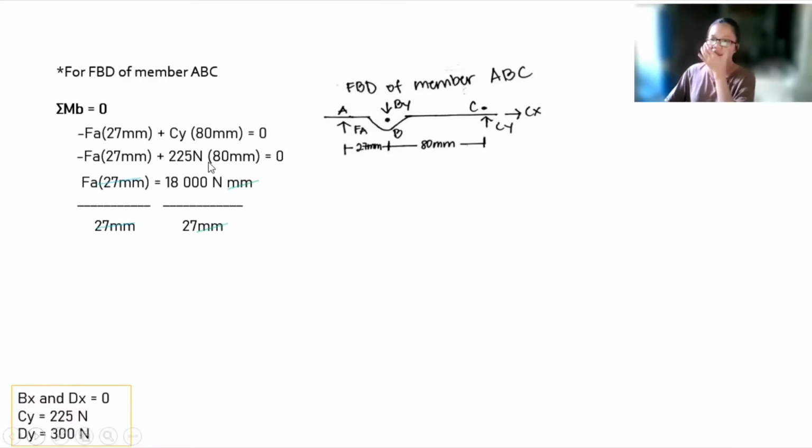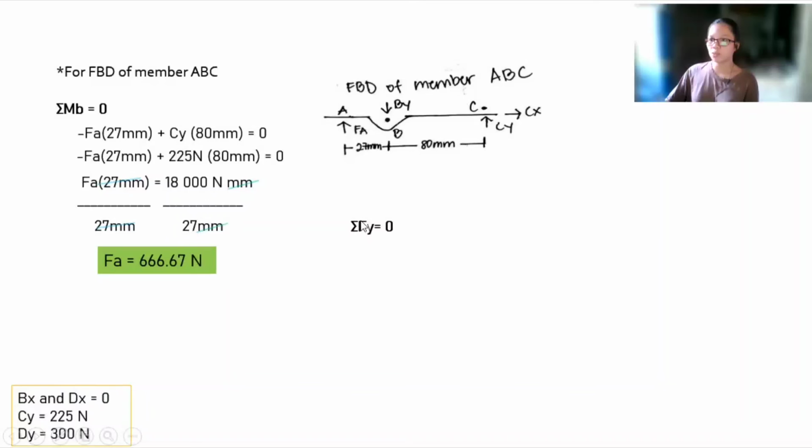Then 225 multiplied by 80 is equal to 18,000 Newton-millimeters. And then I divided both sides by the 27 millimeters. The 27 millimeters cancels with FA, and the millimeter cancels on the other side. And now, dividing 18,000 Newton-millimeters by 27, I got 666.67 Newton. And now that I got the value for FA, I also had the value for Cy.